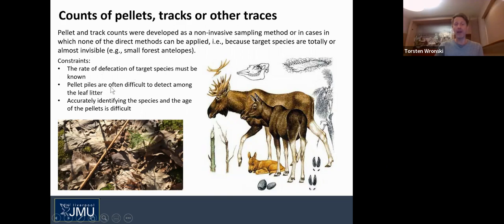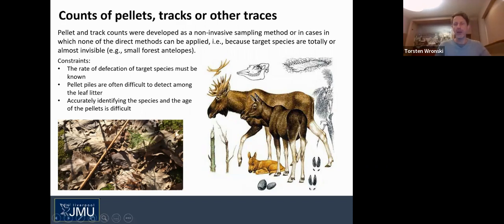Pellets and piles of pellets are often difficult to detect among the leaf litter, here in this example, or in the vegetation. And it is important to accurately identify the species and the age of the pellets, which is often difficult. You need a very profound knowledge of the shape, size, and consistency of the fecal droppings and the differences between species. And we need to know the decay rate, because after a few days, the pellets will shrink, they will lose water, and therefore change consistency, color, and shape.